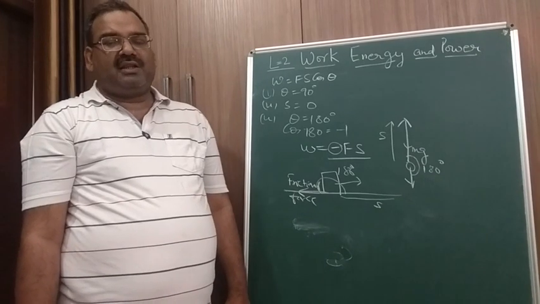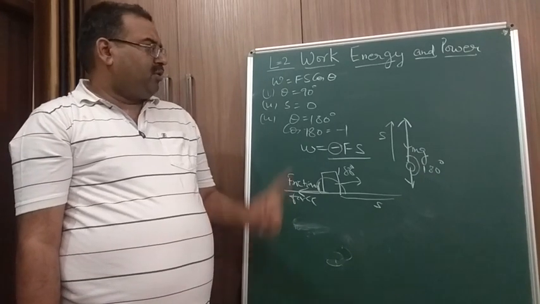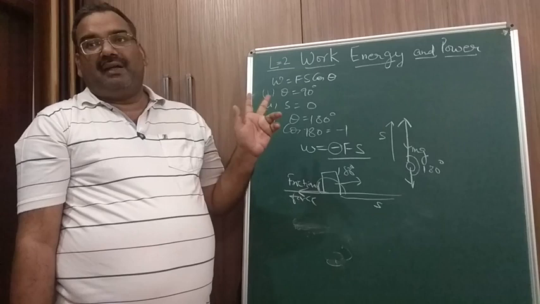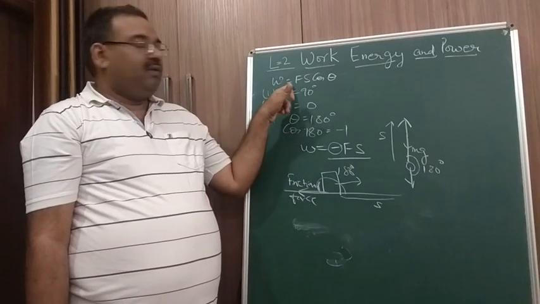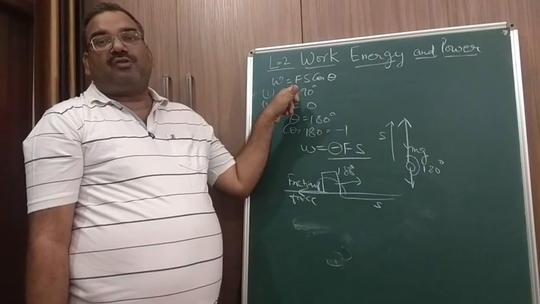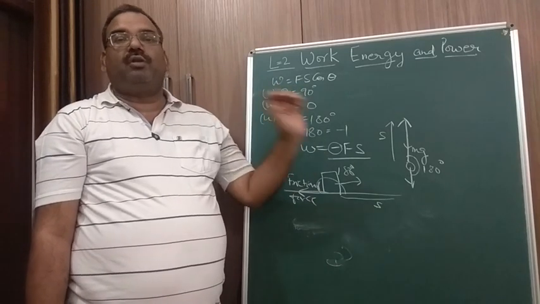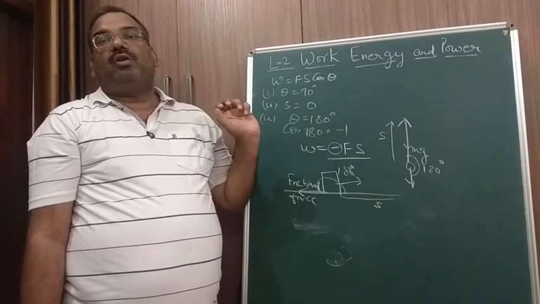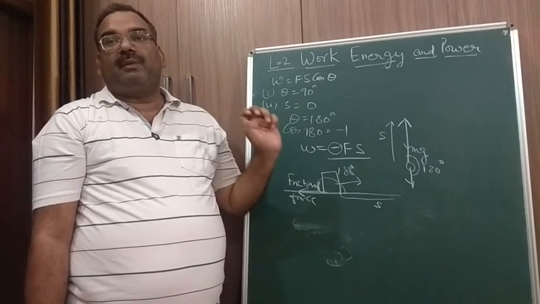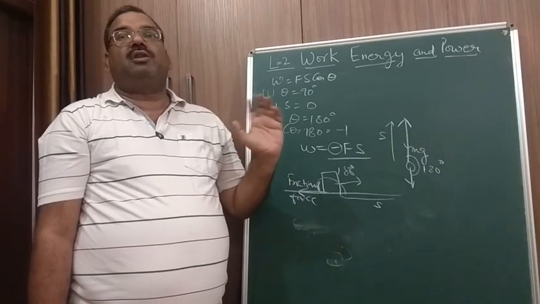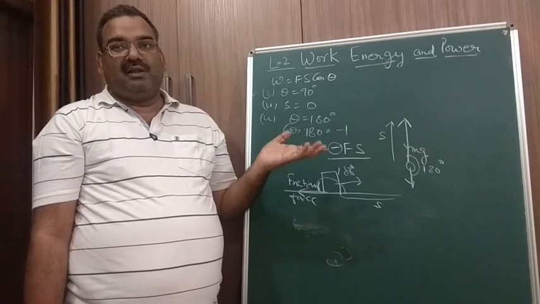Here in all these cases, there is one important point to be kept in mind. In the case of work done, F is always constant. Say 10 Newton force is acting on an object, 20 Newton, 100 Newton. The value of force does not change. Is it clear? Okay.